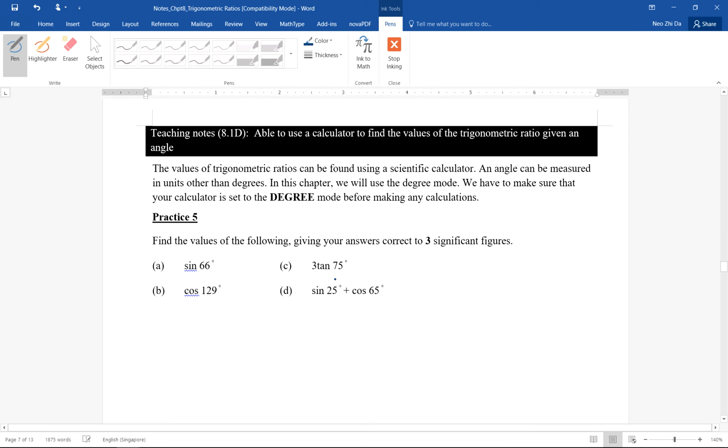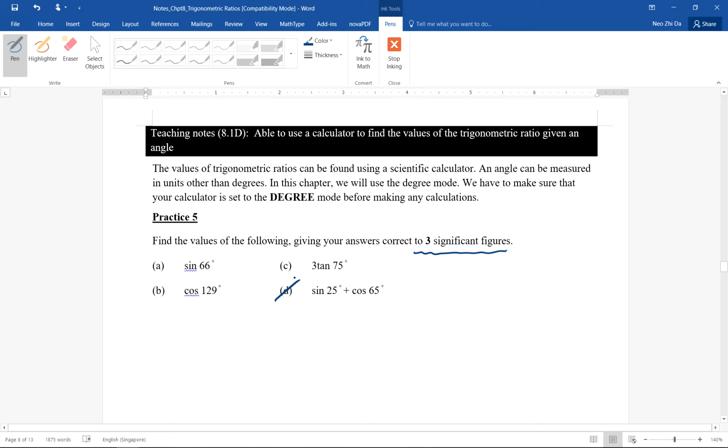Now, moving on. I want all of you to look at the question. Practice 5. Find the values of the following, giving your answer correct to 3SF. So, instead of asking for the exact value, they allow you to round to 3SF. You're finding length, so you can give 3SF. I want all of you to practice by keying in D in your calculator and tell me the answer.